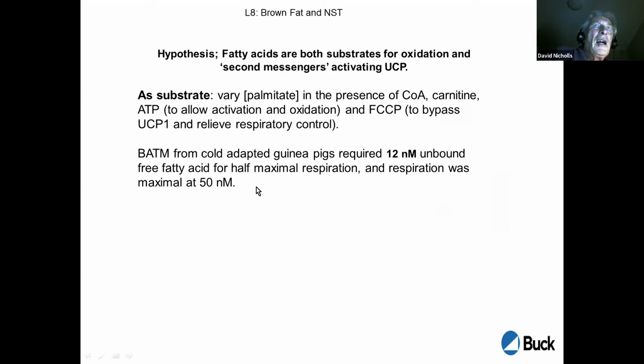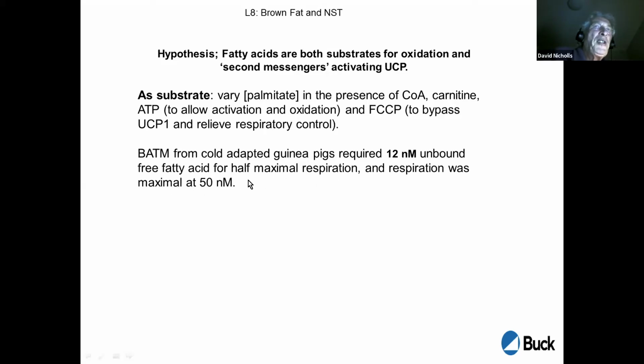We can ask a very important quantitative question. We can ask the question, what concentration of fatty acids do you need to get those fatty acids oxidized? And so you can use coenzyme A, carnitine and ATP, that allows fatty acid activation and oxidation, and have an uncoupler to bypass the uncoupling protein. And now we're looking at substrate delivery. This is as though we were doing a Seahorse experiment, looking at substrate delivery. And we find that as little as 12 nanomolar unbound fatty acid will give half maximal respiration.